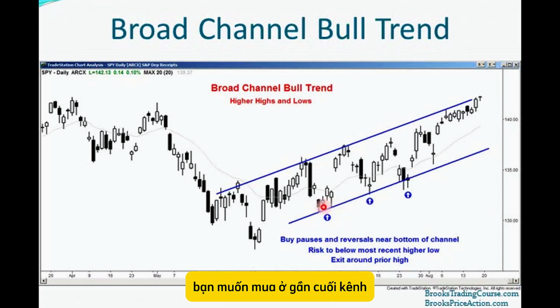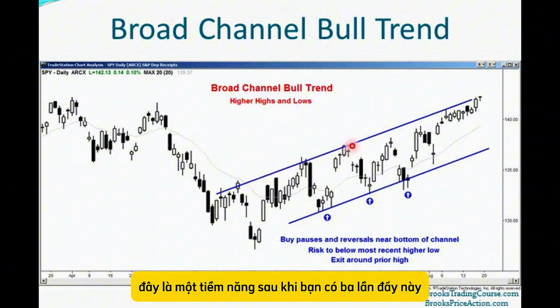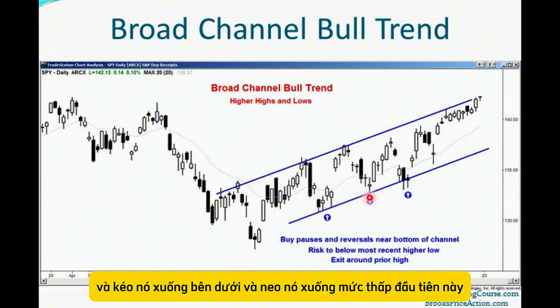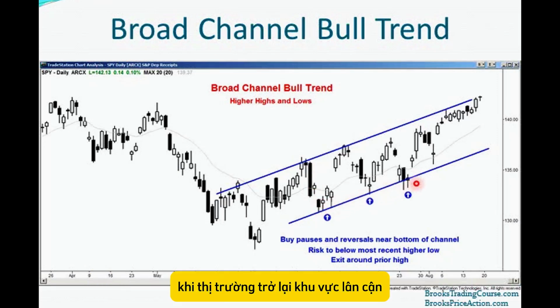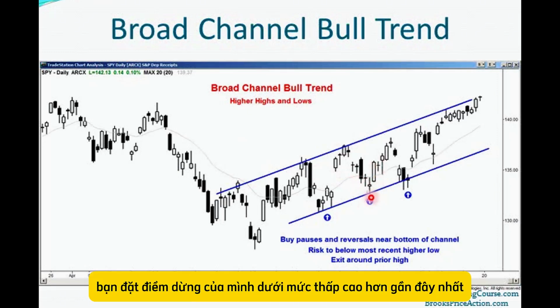If you do buy, you want to be buying near the bottom of the channel. Here's a potential. After you have these three pushes up, you can create a trend channel line and drag it down below and anchor it to this first low, and then look to buy when the market comes back to the neighborhood of that lower line, especially if there's a reversal up. And once it starts to turn up, you put your stop below the most recent higher low.